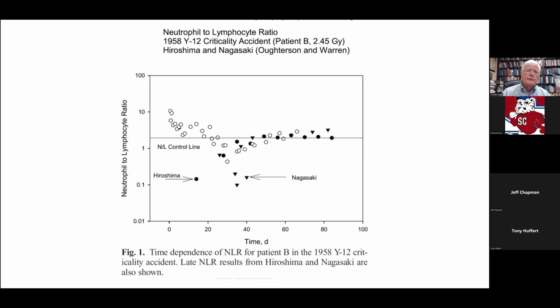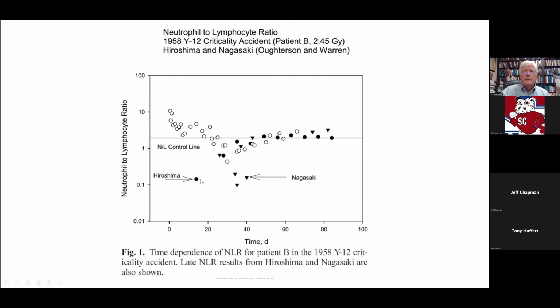On the y-axis, we've got the neutrophil lymphocyte ratio and on the x-axis time in days. So above about 20 days or so, the circles here, this is patient B, 2.45 gray. The circles are above our control line, okay? And then after about 3 weeks, it dips below the control line, just from the kinetics of the disappearance.